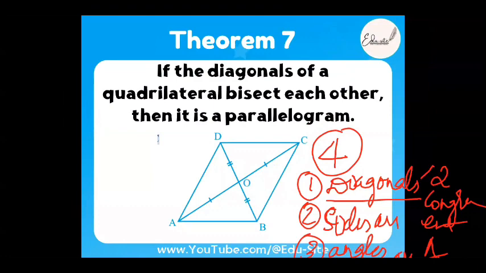And the remaining theorems are the converse parts of these, okay? Converse of the second theorem, converse of the third, converse of the fourth. That's all. There are four theorems. These four theorems you have to memorize. Now tell me what was the first theorem? Diagonals.